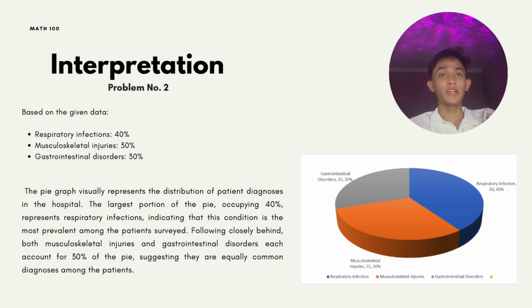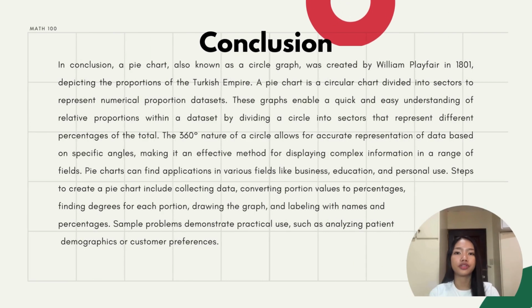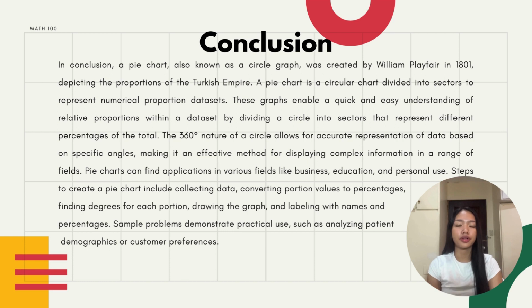Overall, the pie graph provides a clear visualization for the distribution of the patient diagnosis, with respiratory infections being the most prevalent, followed by musculoskeletal and gastrointestinal disorders, which are equally represented. In conclusion, a pie chart, also known as a circle graph, was created by William Playfair in 1801, depicting the proportions of the Turkish Empire.